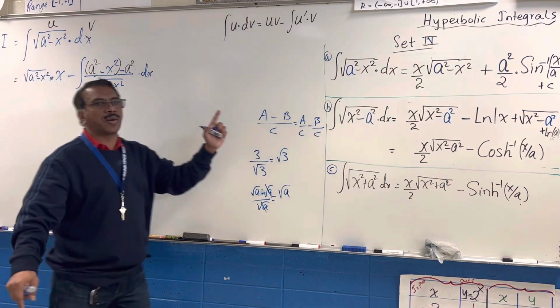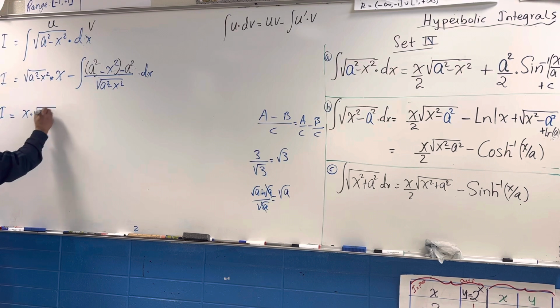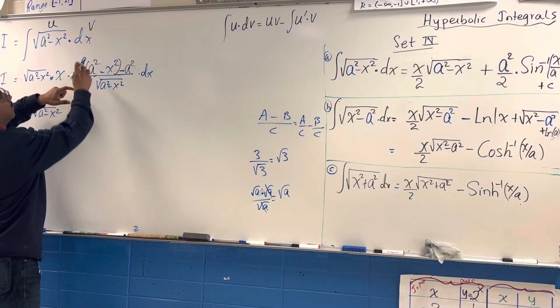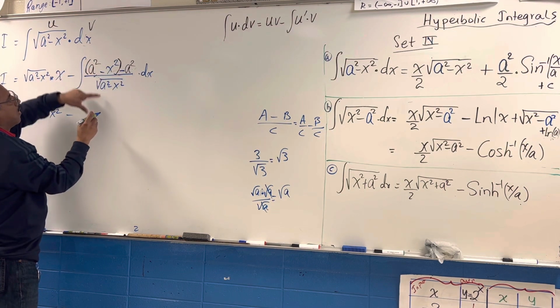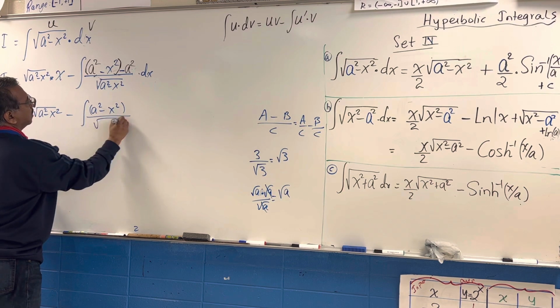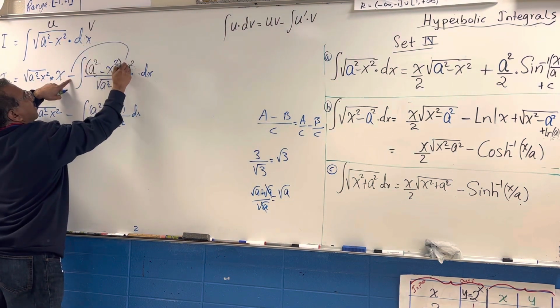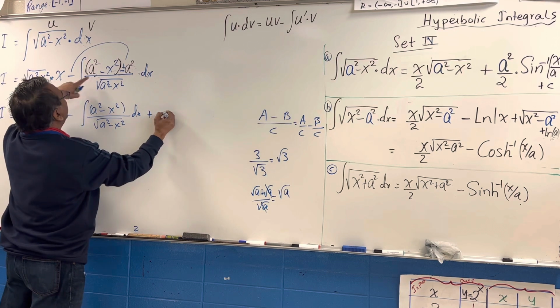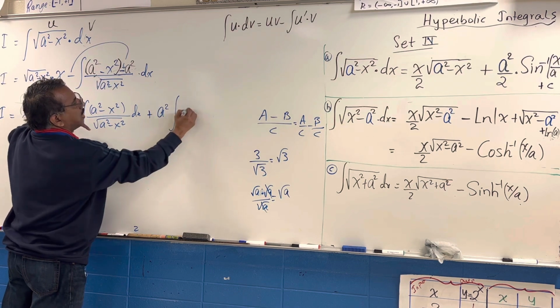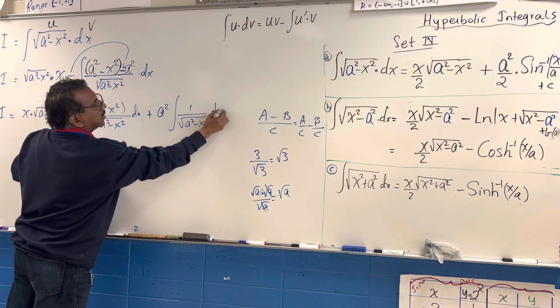So the first step is let's apply a minus b divided by c. So I equals x times square root of a square minus x square minus, and now I'm going to separate the integral: the first part, this divided by that, so integral of a square minus x square divided by square root of a square minus x square, and then this negative times this negative will be positive. So this will be a square, and it's a constant, so I'll write a square times integral of 1 over square root of a square minus x square dx.